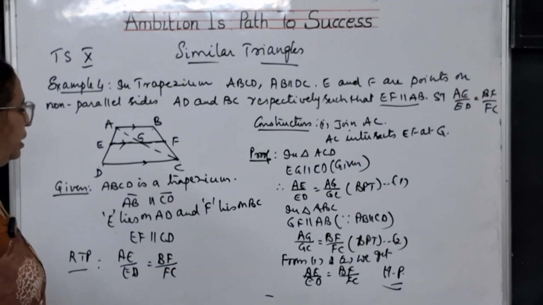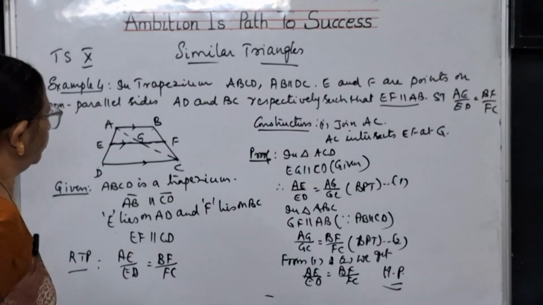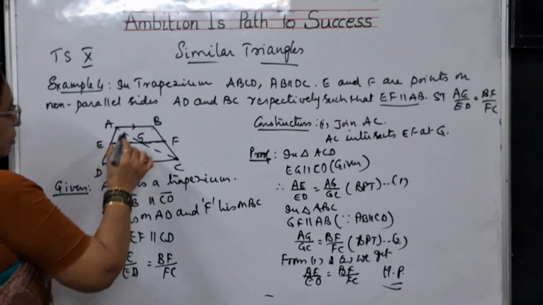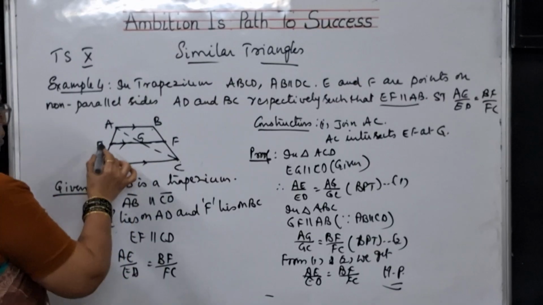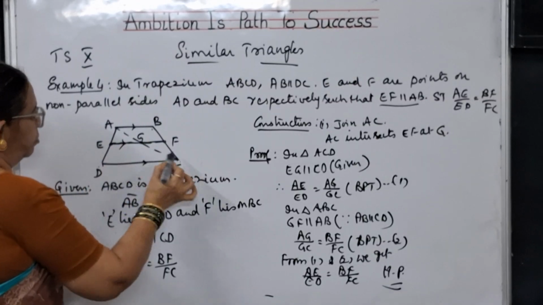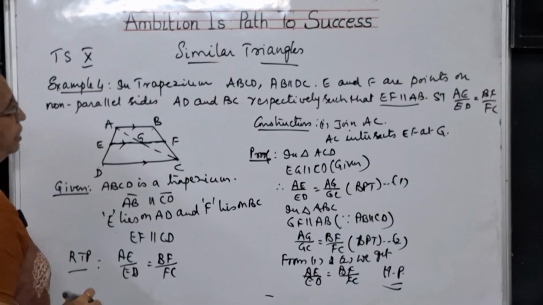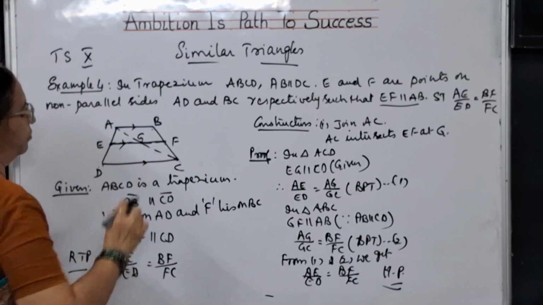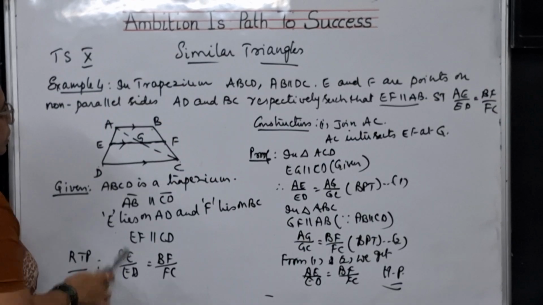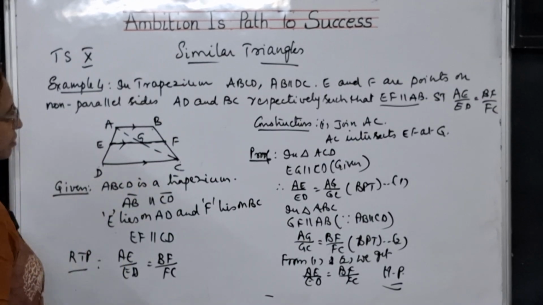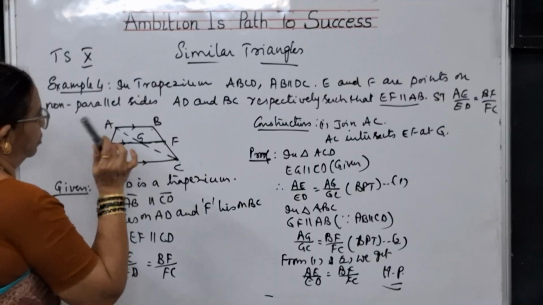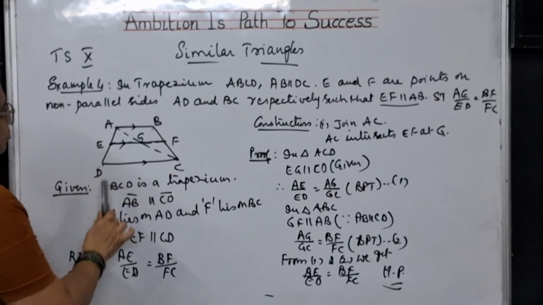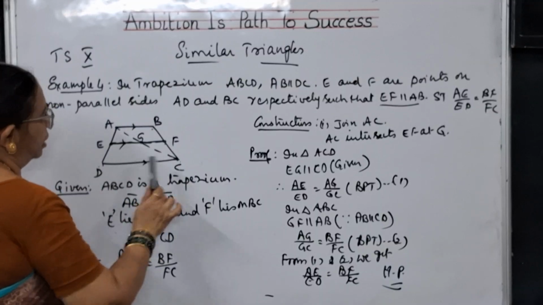I hope I am clear to you. Go through it. They have given ABCD is a trapezium in which AB is parallel to CD. E and F are points on AD and BC, and EF is parallel to CD. So you need to prove that AE by ED is equal to BF by FC. So first you are joining A and C, construction. This is intersecting EF at G. Now when you are considering triangle ACD, in this triangle EG is parallel to CD, they have given to us.